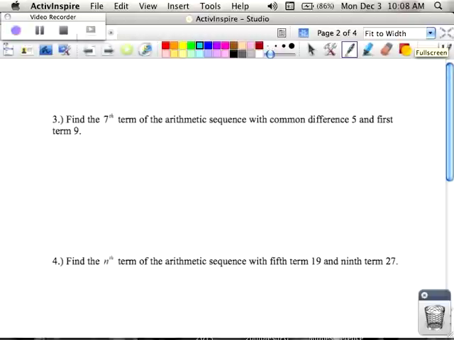In number 3, it would be really important to remember the formula that we talked about earlier. Just in case you don't remember, any term I can find with the formula a sub n is equal to a sub 1 plus parentheses n minus 1 times d. I write this formula down all the time when I'm working with arithmetic sequences, when I'm trying to find a term, because it helps me remember what to do.